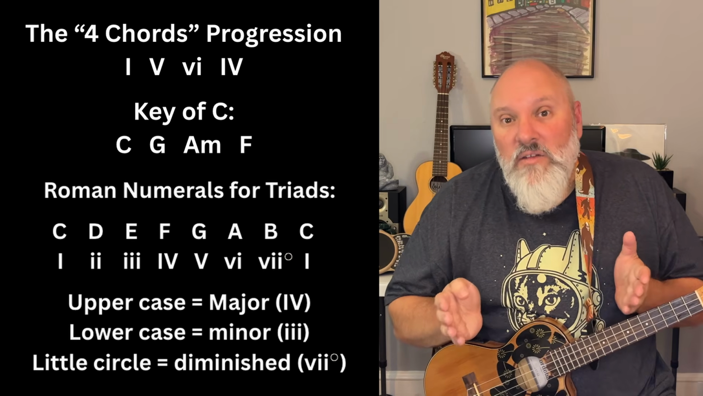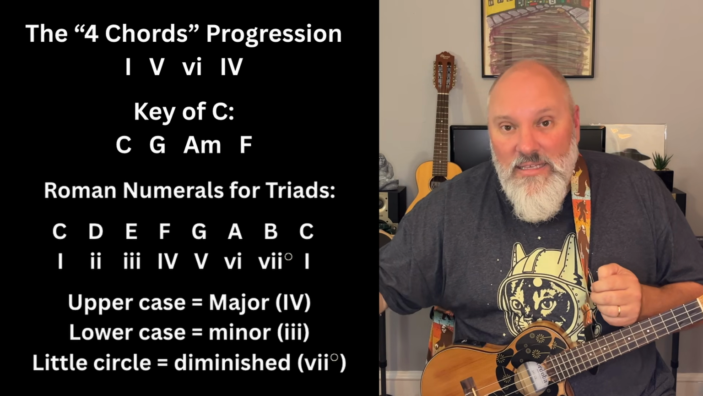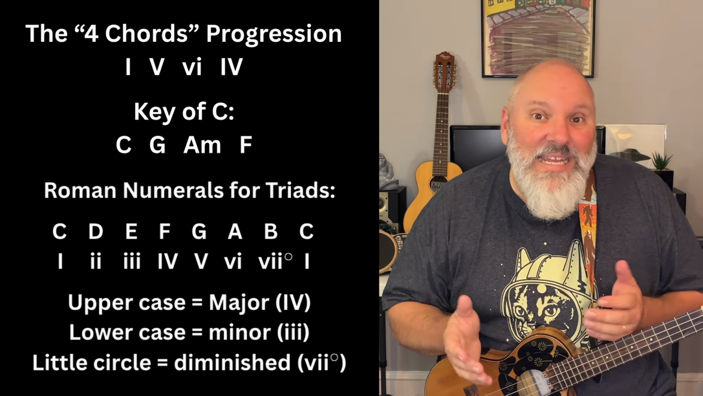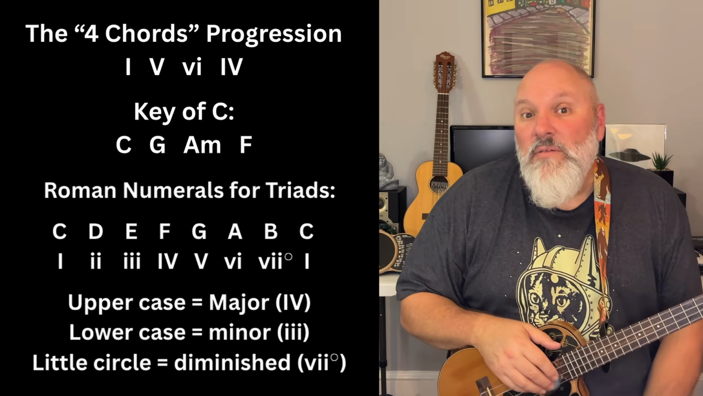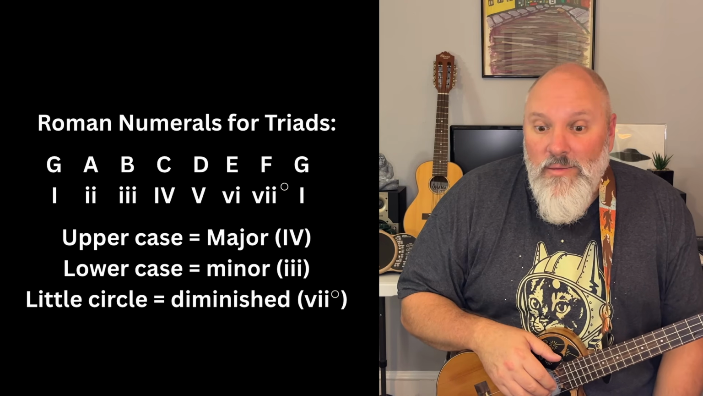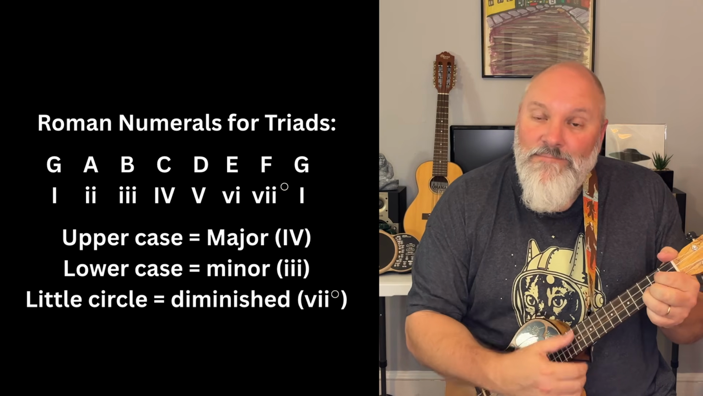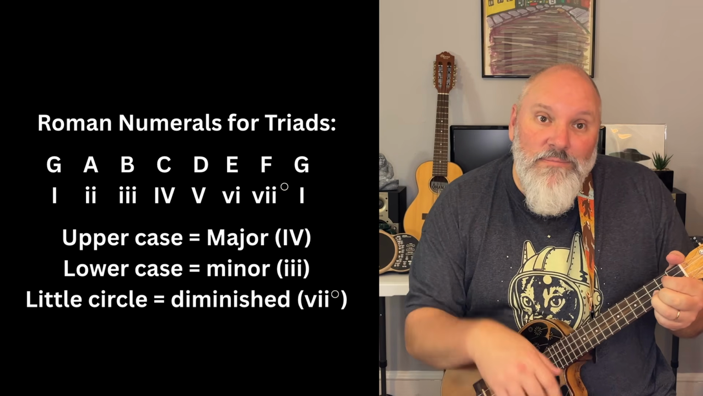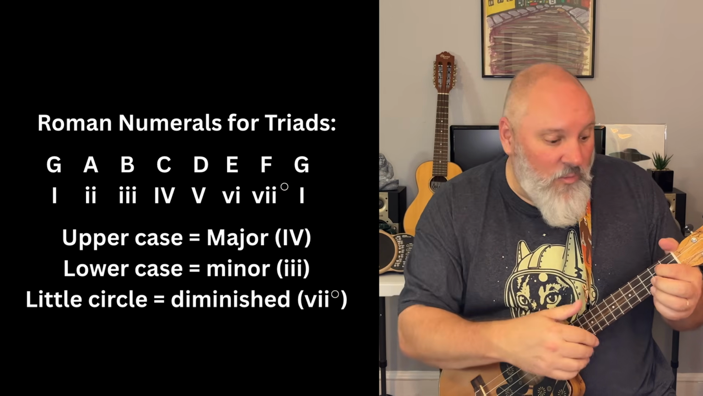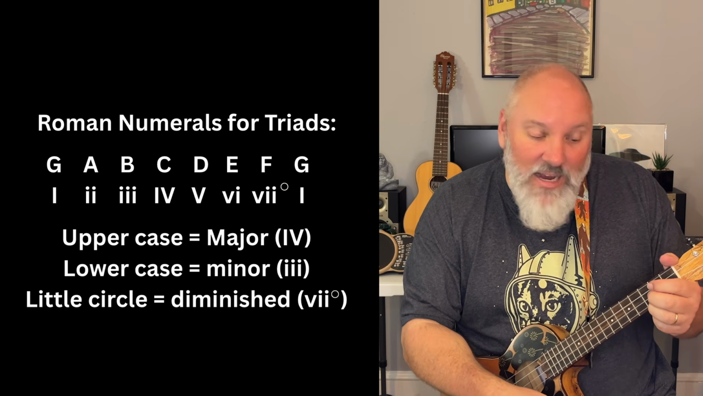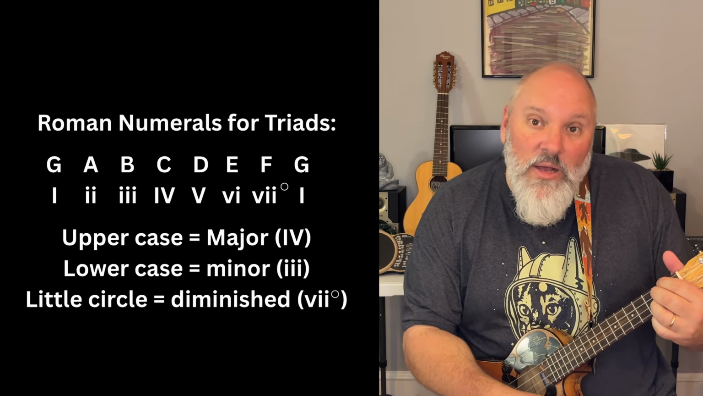Because once you understand how to label the Roman numerals on a scale like this, then you can do this with a song that's in any key. So, for example, what if we had a song that was in the key of G? How would we do the Roman numerals? Easy. Let's start with the 1 chord. That would just be a G. The 2 chord would be an A minor. The 3 would be a B minor. The 4 chord would be a C major. The 5 chord would be a D major. The 6 chord would be an E minor.